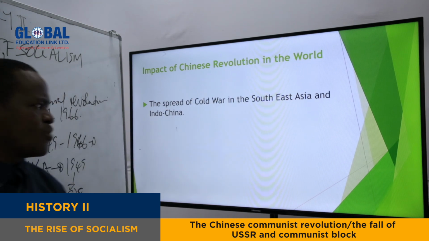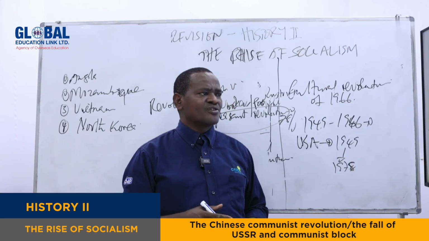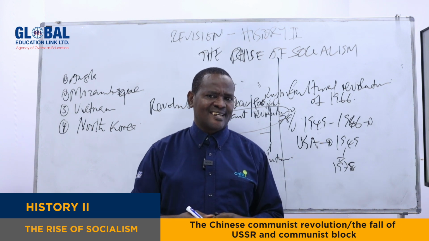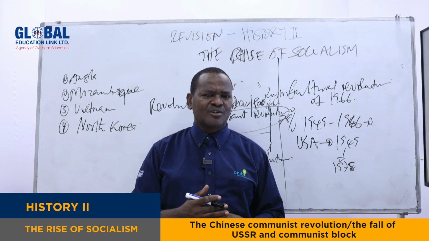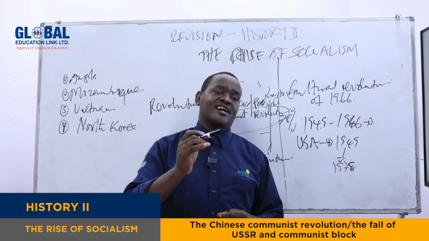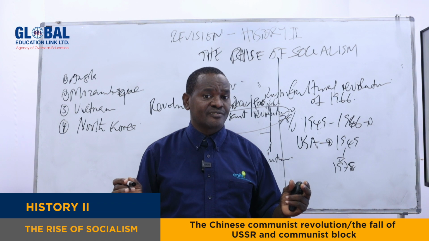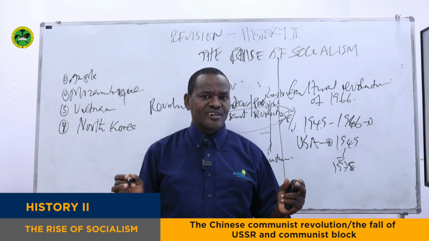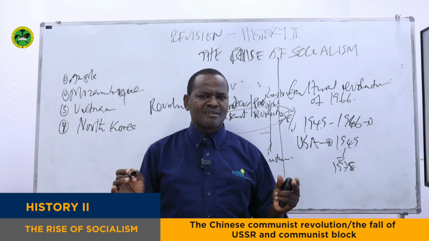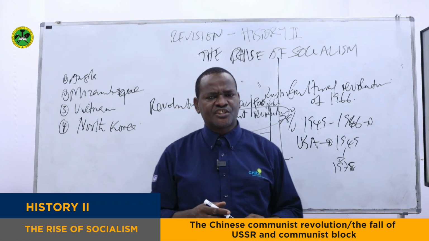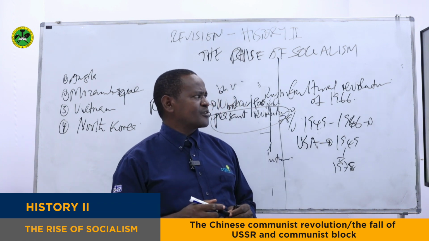Another thing is the spread of Cold War in the Southeast Asian countries and Indochina. Remember, the Chinese Revolution of 1949 contributed to the spread of Cold War. Why? Because the Americans and other Western countries were so shocked by the Chinese Revolution that they feared the revolution could spread to other countries, something which really happened. After 1949, revolution followed in Vietnam in 1955, earlier in 1954, in the 1950s in Korea, and later in Cambodia and Laos. So it was obvious that revolution was expanding in Southeast Asia and Indochina. That led to the spread of Cold War to that area.